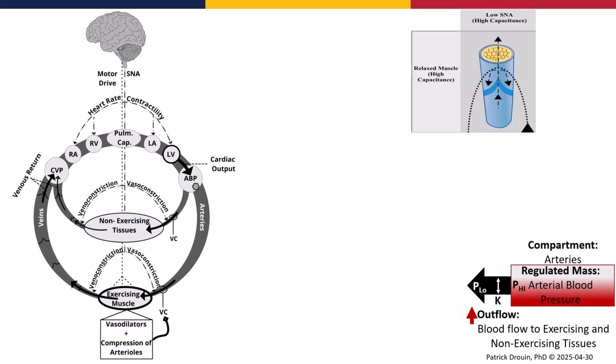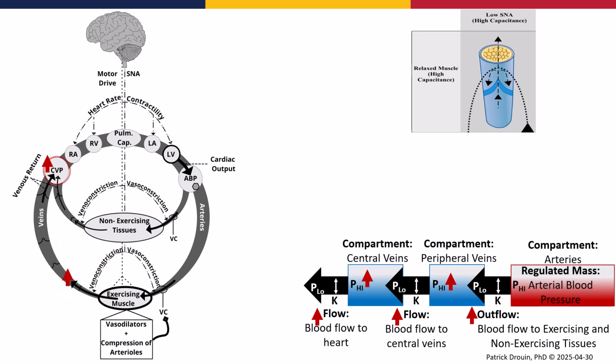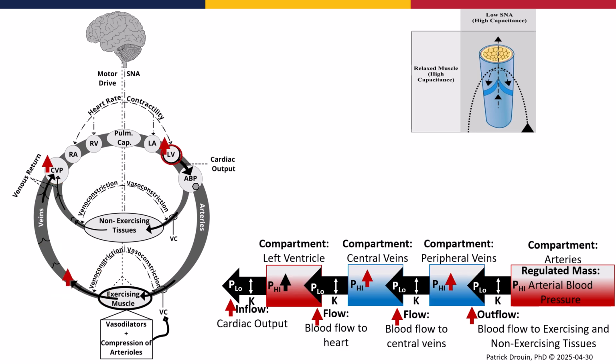The increase in outflow from the arterial compartment rapidly leads to an increase in blood volume on the venous side, first in the peripheral veins, then the central veins, and then back to the heart, leading to an increase in inflow back to the arteries, contributing to increased arterial blood pressure.